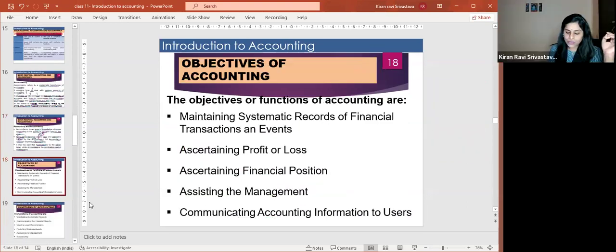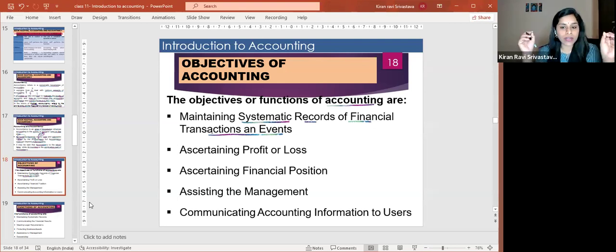What are the objectives and functions of accounting? The next part is what are the objectives or functions of accounting? First is to maintain the systematic record. This we are discussing from the very first. Why are we maintaining the records? Because we want systematic records of financial transactions or events.